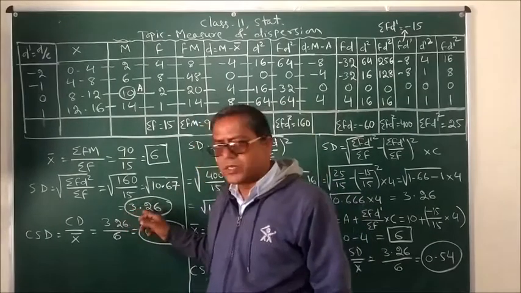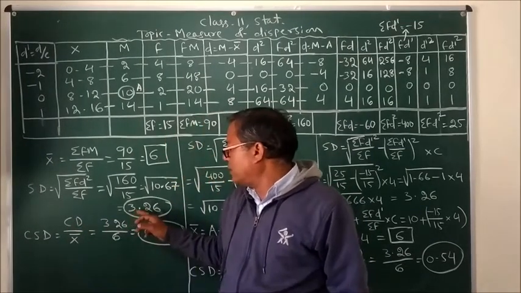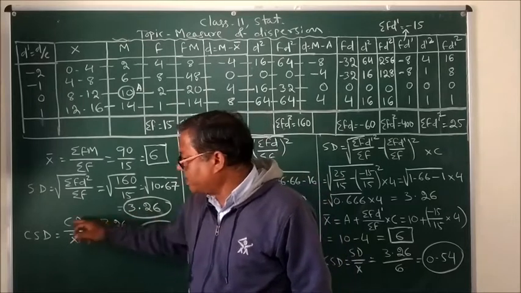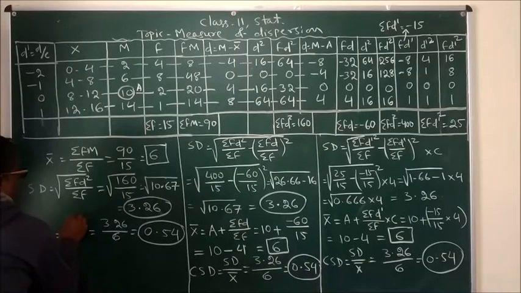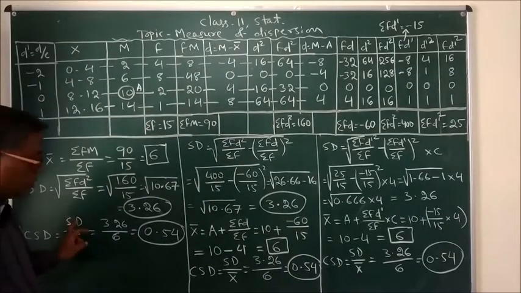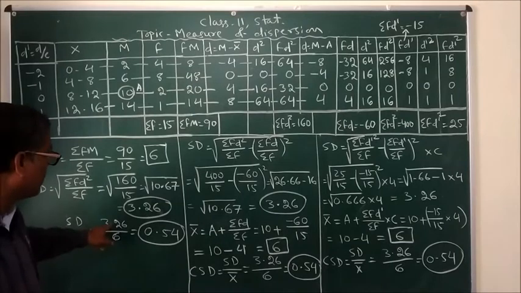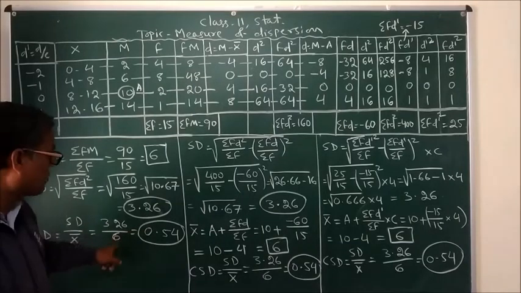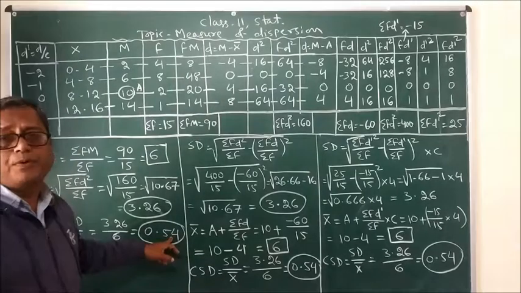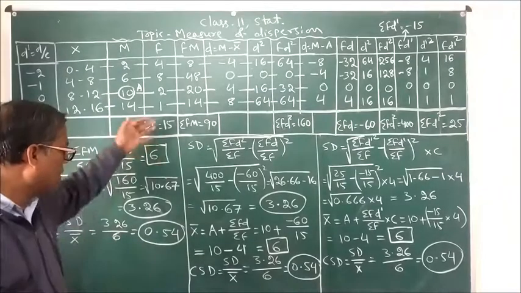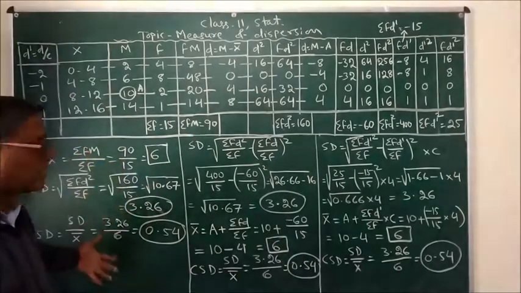So once you get the standard deviation, here this is HD, not CD. Standard deviation divided by x bar equal to coefficient of standard deviation. So 3.26 divided by 6, that is x bar, equal to 0.54, that is the coefficient of standard deviation. And we calculated this standard deviation and coefficient of standard deviation using the direct method.